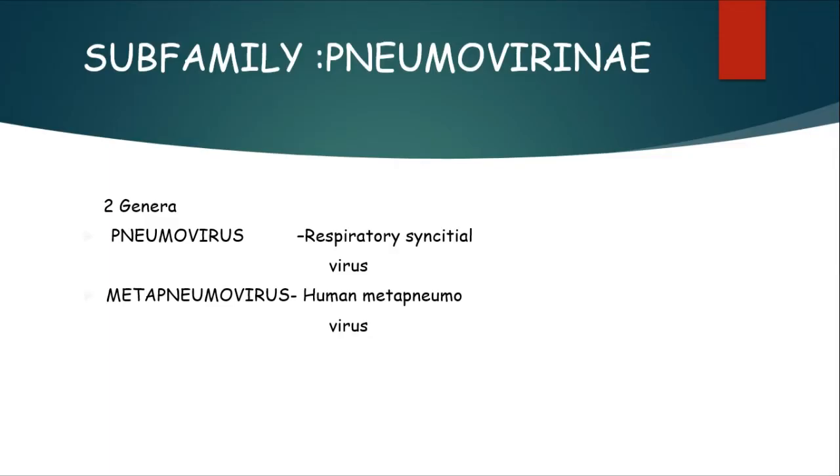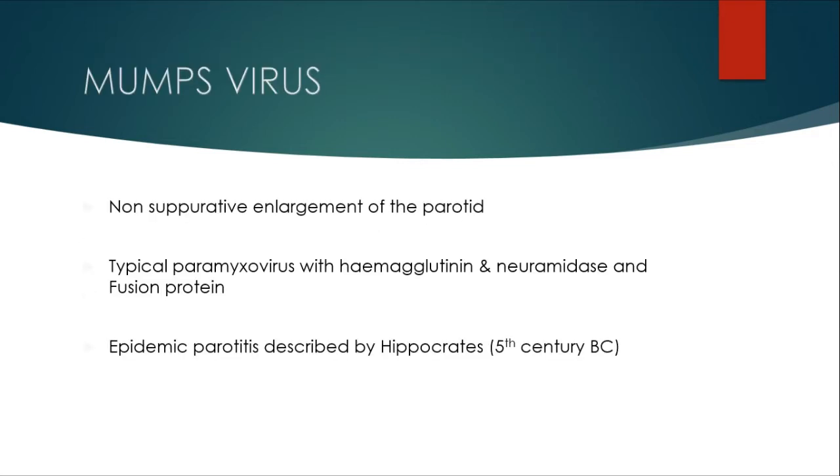Paramyxoviridae. The second subfamily is Pneumovirinae. Pneumovirinae includes two genera, Pneumovirus and Metapneumovirus. Pneumovirus consists of respiratory syncytial virus, which actually causes giant syncytial cell formation. And the Metapneumovirus genus includes the human Metapneumovirus. We'll see about each one of them in the following presentation.